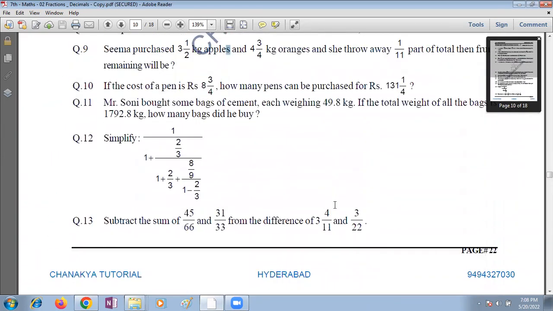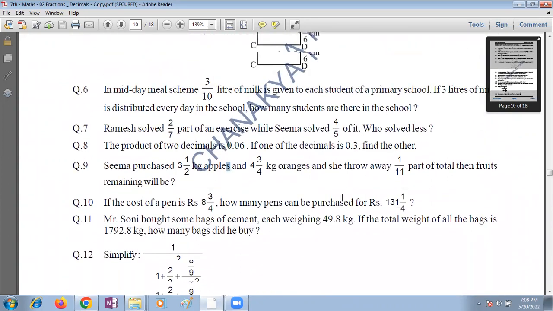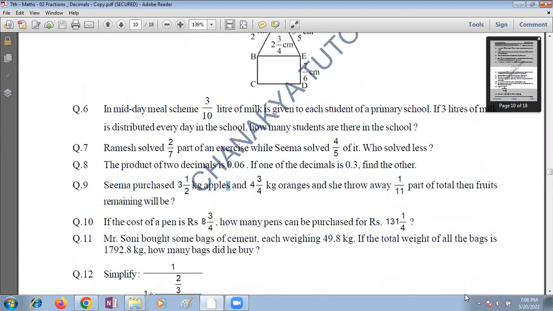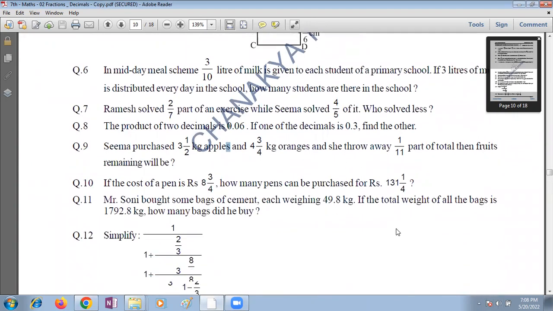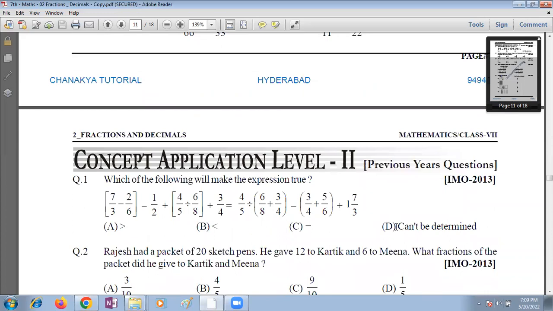Ma'am, I have a doubt in the 12th sum. We discussed the 12th sum in class the other day. I think you were absent. Okay, I'll help you. Deepta will help you with the concept level, and I can give a clue for the last part. Now we are going to the concept application level 2.